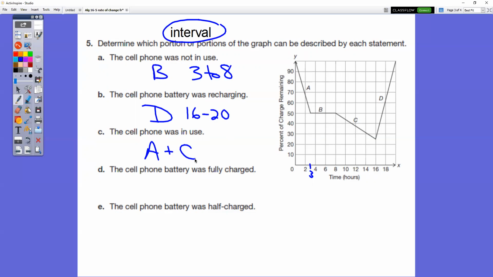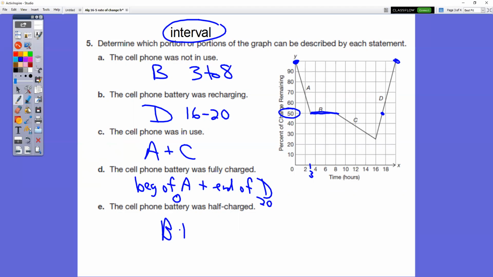The cell phone battery was fully charged. Where was it fully charged? The beginning of A and the end of D. All right, so the beginning of A and the end of D. So at hour 0 and at hour 20. The cell phone battery was halfway charged. B, all right? 50% is halfway. Where else? And right here, right there. So at, let's call that hour 17-ish, all right? So in segment B and approximately hour 17.